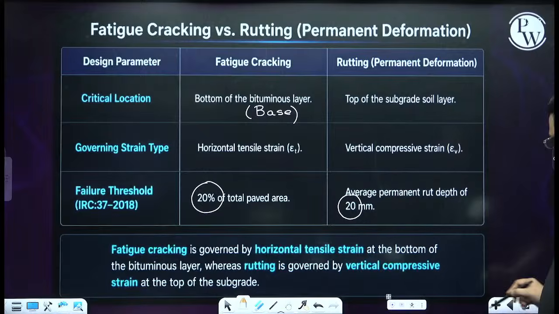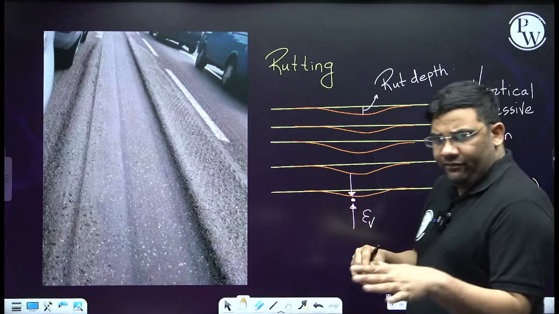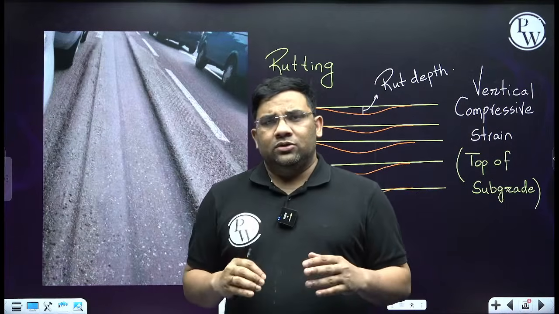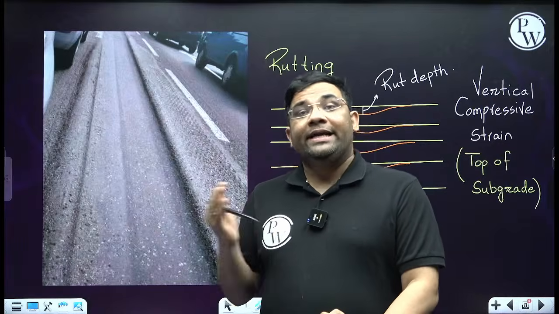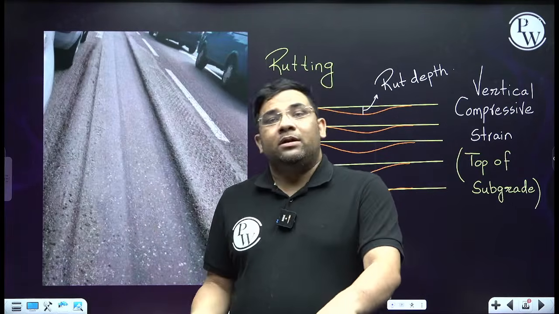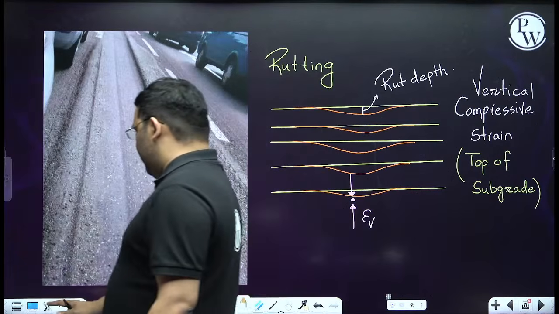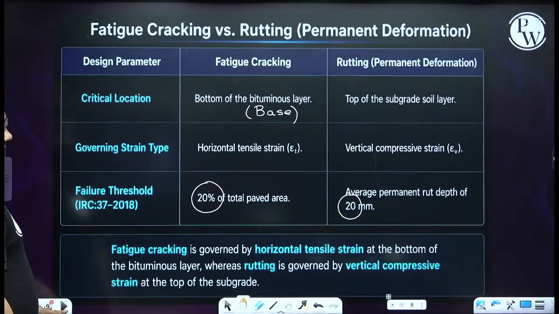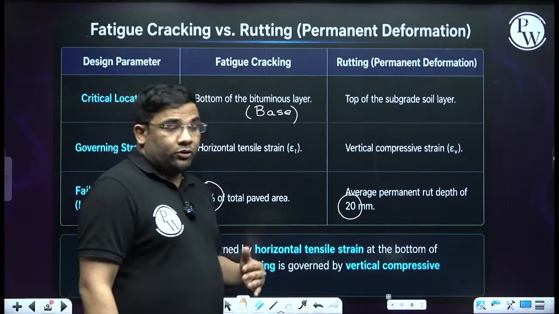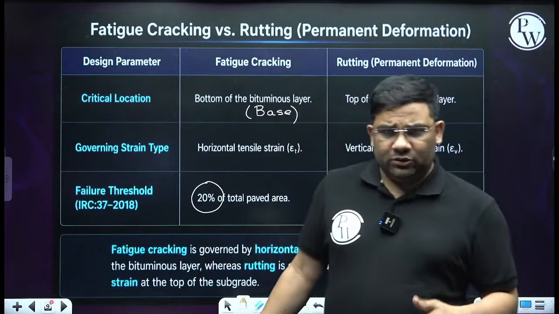You can see this was the rut depth. This rut depth will be different at different locations, so we take an average rut depth. So the failure criterion is 20 mm, or I can say the permissible rut depth is 20 mm. So this table becomes very important for your GATE examination because they can directly frame so many theoretical questions, direct straightforward ones, or multi-select questions based on this table.